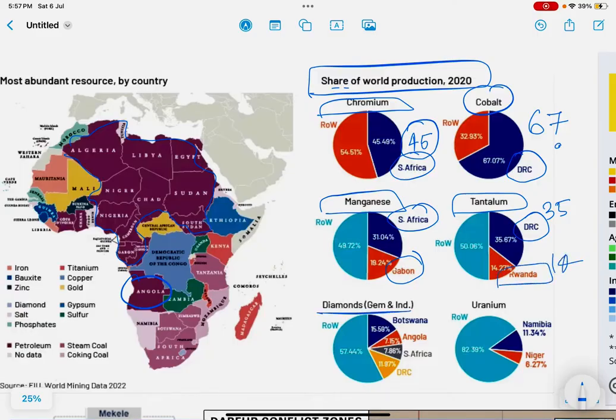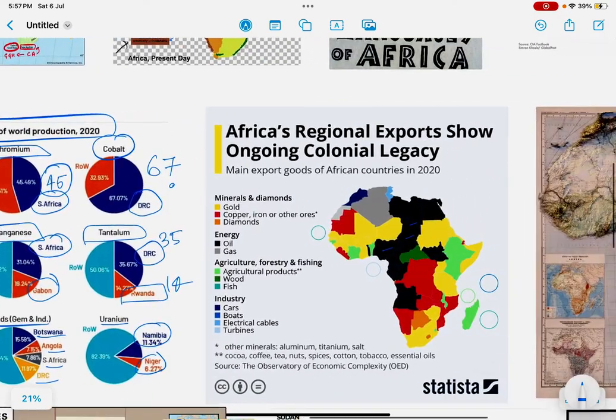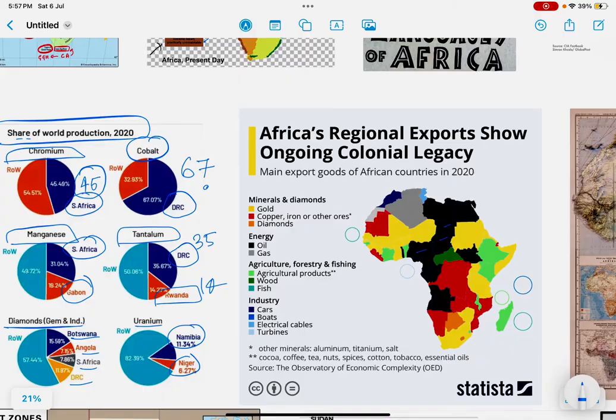Right? Then diamonds, gems, you can see Botswana, Angola, South Africa, DRC, whereas uranium, Namibia and Niger are a significant percentage. Again, we can see exports of Africa. We have these black countries are the petroleum or crude or petrodollar countries. Then we have others like diamonds, copper, gas, oil, agri products, wood, fish, cars, etc.